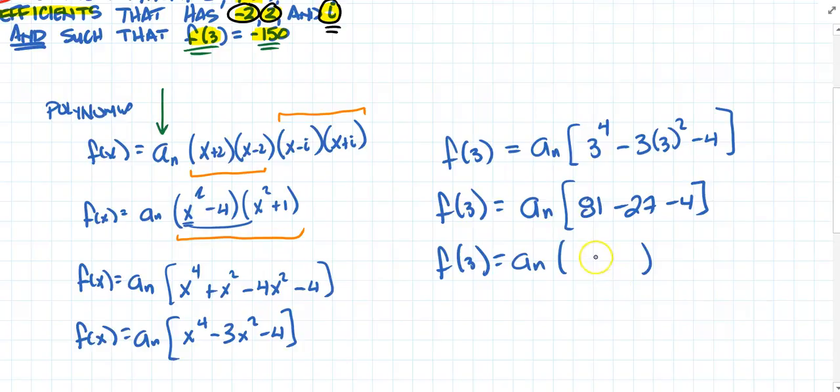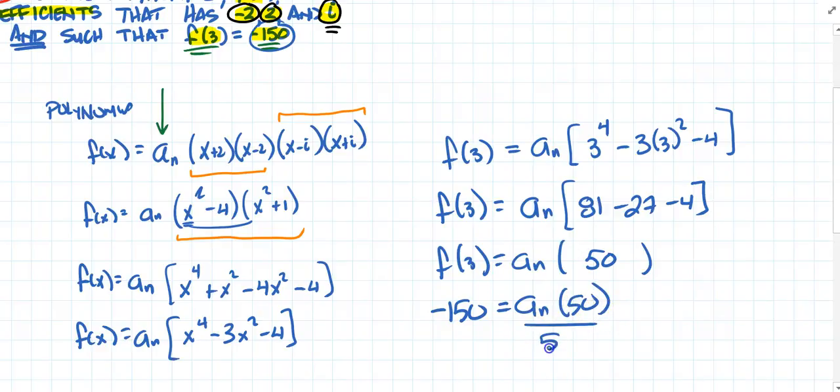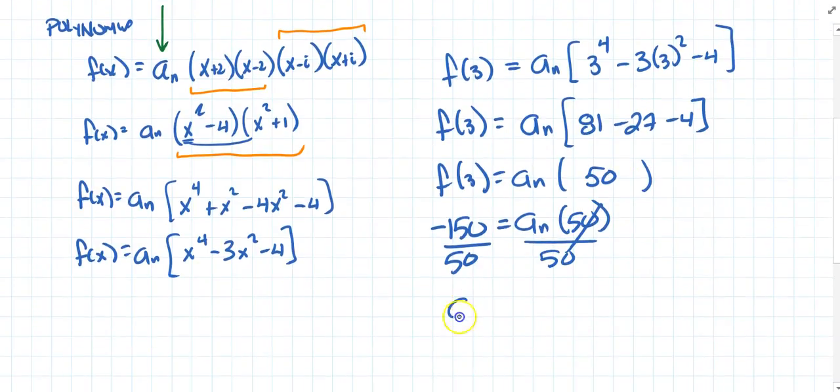is worth 50, my bad, is worth 50. 81 minus 27 minus 4 is worth 50. And f of 3, it told me, has to be negative 150, so negative 150 has to be a sub n times 50. So if I solve for a sub n by dividing both sides by 50, negative 150 divided by 50 is equal to a value of negative 3. So therefore, a sub n must be a value of negative 3.